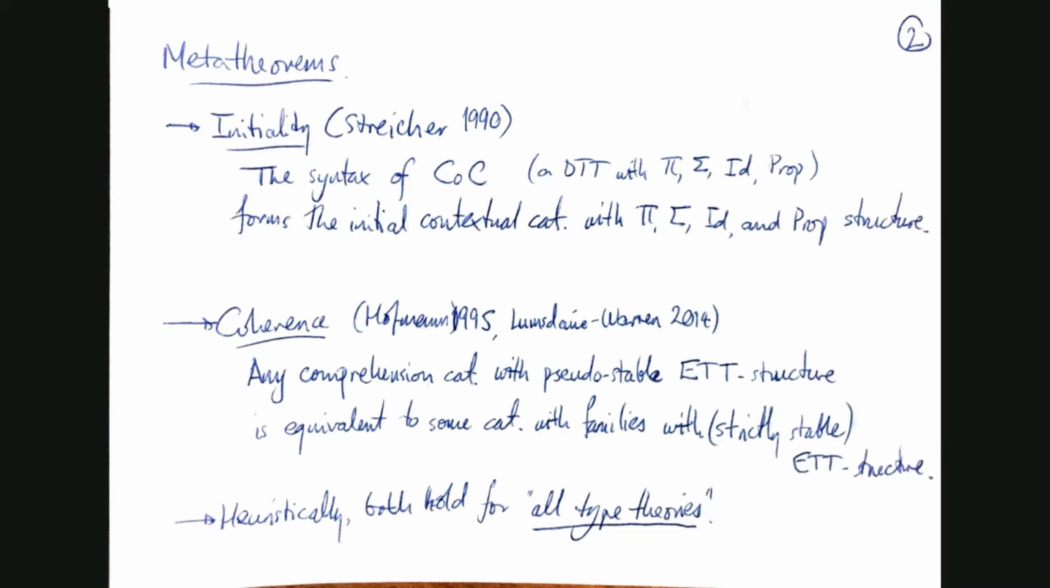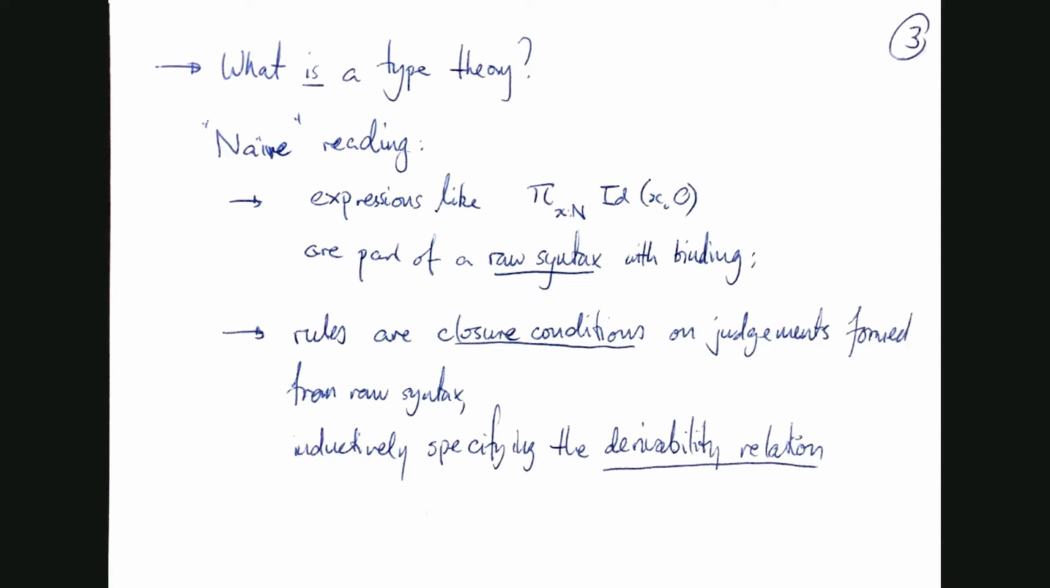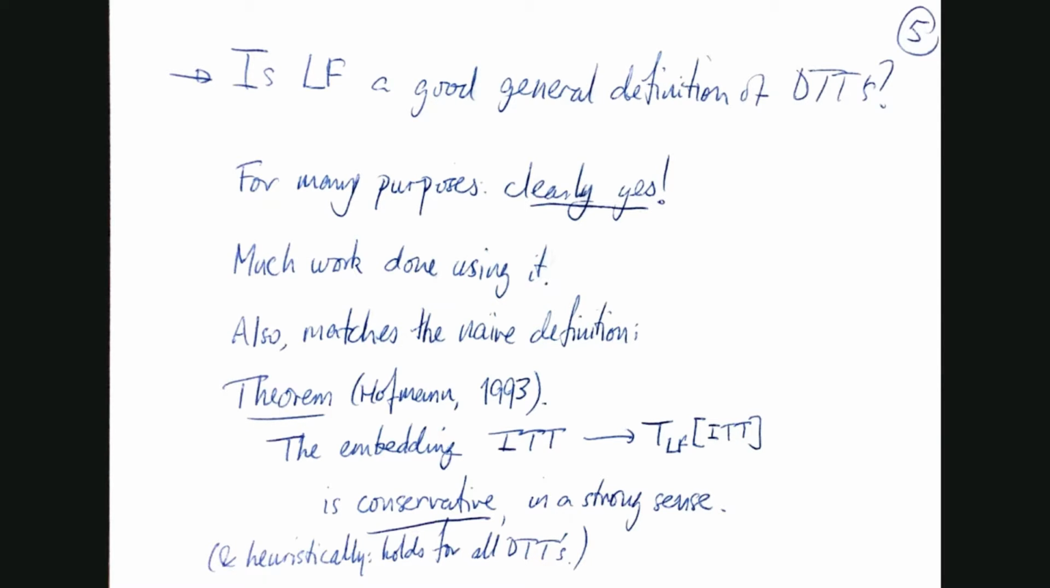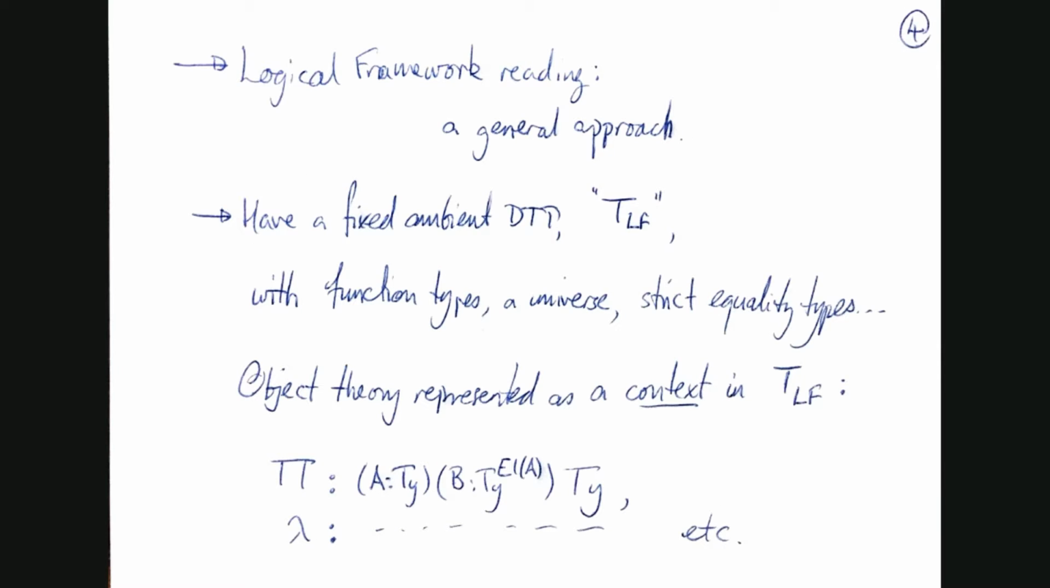So there's a clear motivation for having a general definition of type theories. Let me skip ahead. There's a clear answer to this, a general definition of type theories which was given by several people, including Martin-Löf fairly early on, which is the logical framework. The idea of the logical framework is that instead of understanding your type theory in the naive way, you embed it into a different theory.